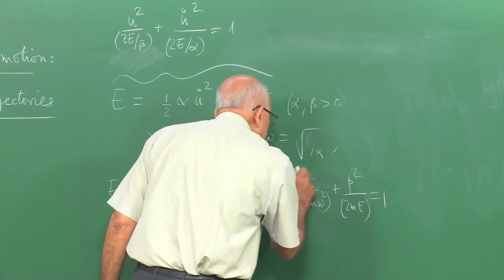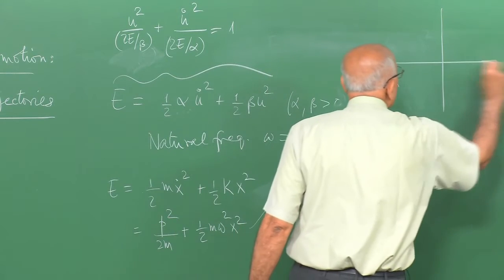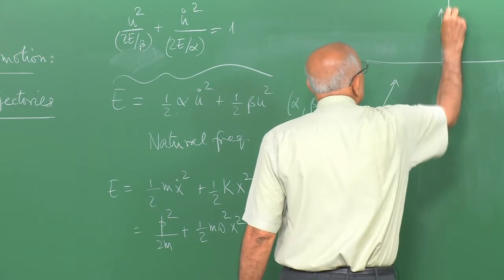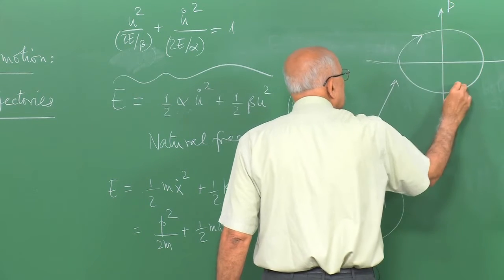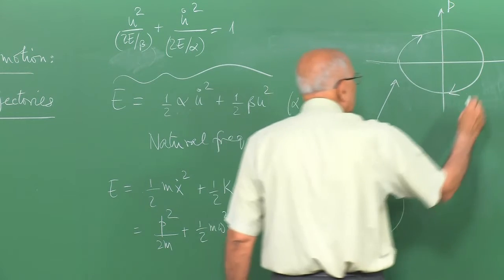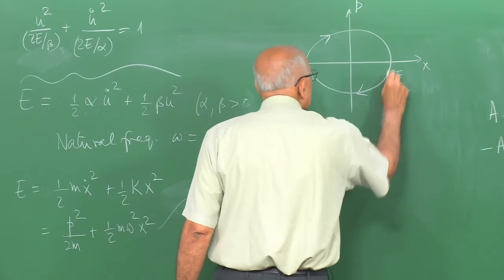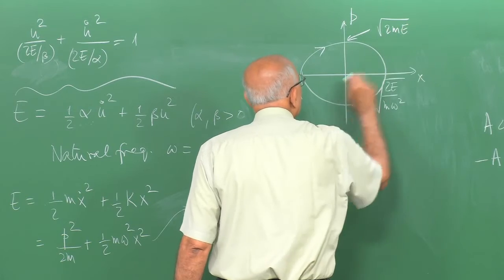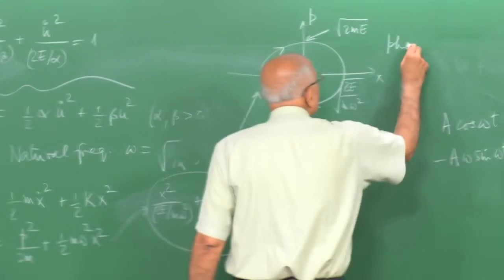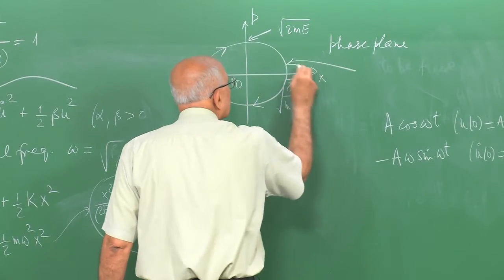this equation here, this ellipse here would look like this. Here is x, here is p, and the ellipse looks like this, traversed in this direction for reasons which I have already explained. This is the square root of 2E over m omega squared, and this point is the square root of 2mE. That's O. And this is called the phase plane, and this is called a phase trajectory.